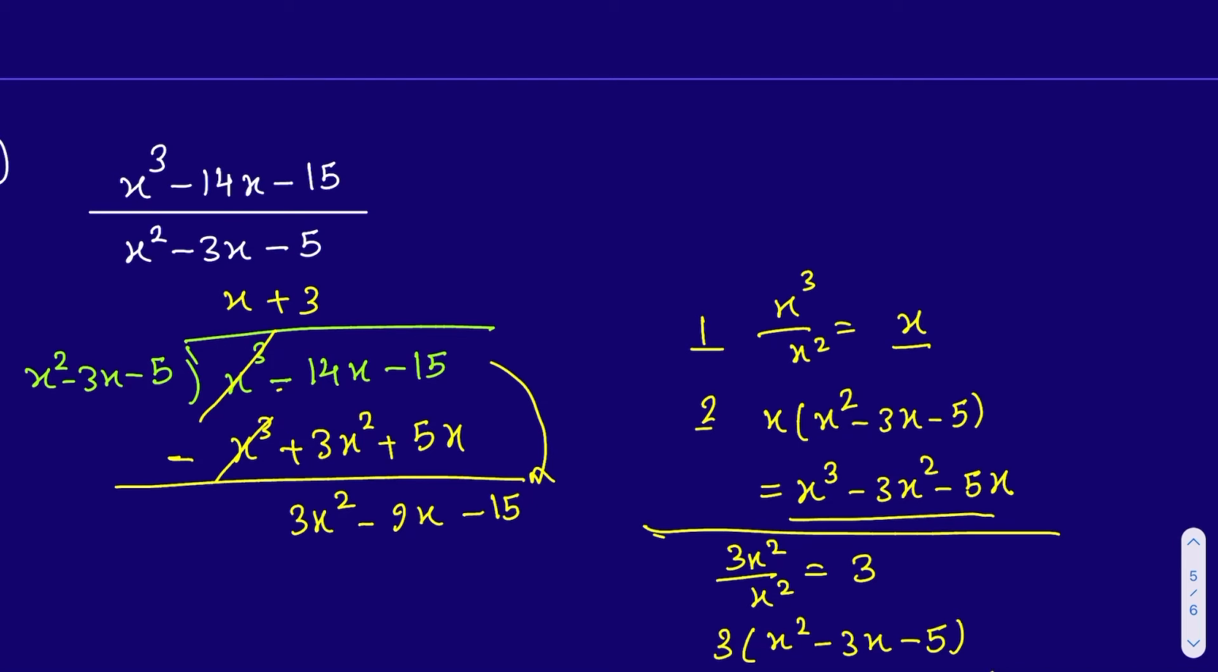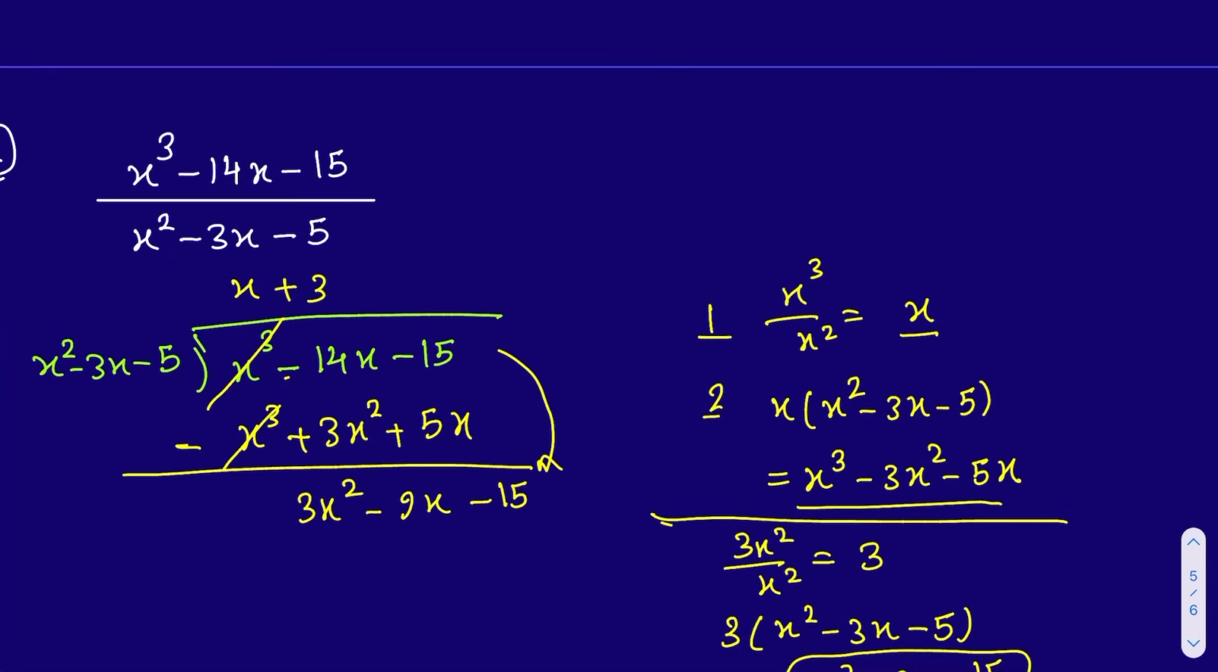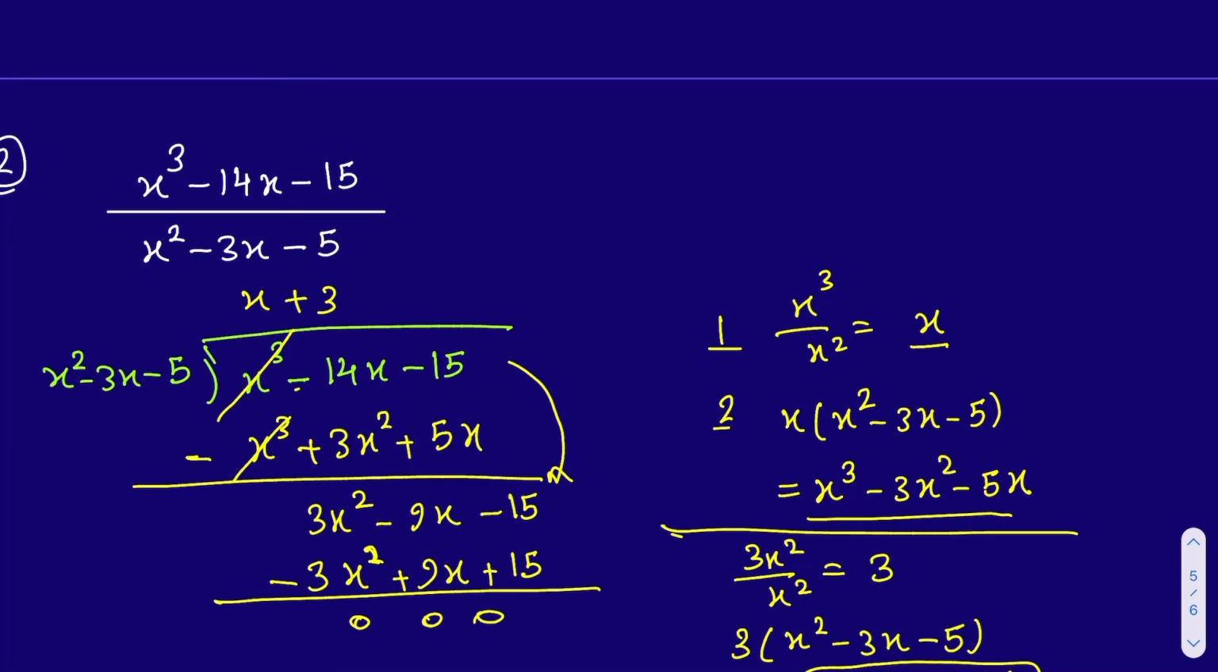minus 15. So then I will write this term below the polynomial that I have got here, 3x to the power of 2 minus 9x minus 15. And then I need to deduct it from the one that is written above. So this will be changing the sign. So therefore the remainder will be equal to 0. Therefore, this x to the power of 3 minus 14x minus 15 is exactly divided by x to the power of 2 minus 3x minus 5, and the answer is equal to x plus 3. Okay, so that is the answer.